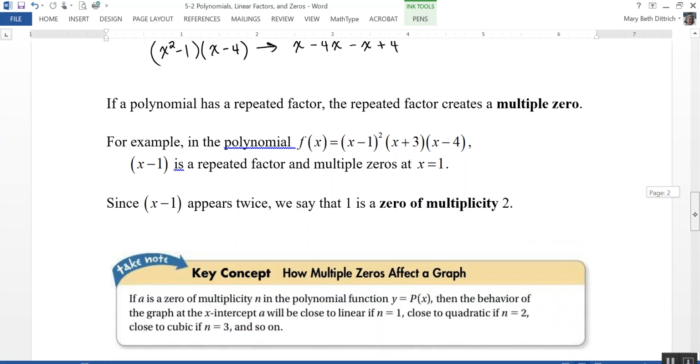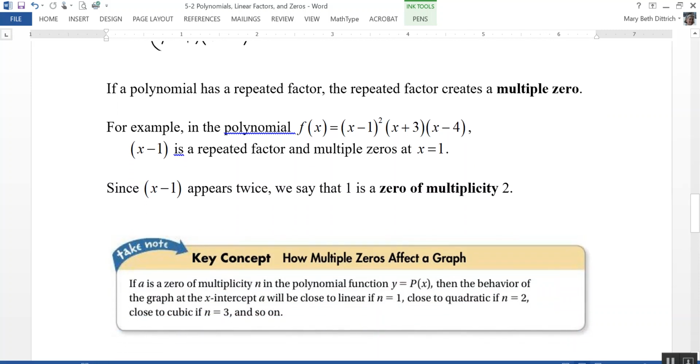If a polynomial has a repeated factor, the repeated factor creates a multiple zero. So for example, in the polynomial f of x equals the quantity x minus 1 squared, remember that means x minus 1 and an x minus 1, times the quantity x plus 3 times the quantity x minus 4. This x minus 1 is a repeated factor and has multiple zeros at x equals 1. Since this factor appears twice, we say that 1 is a zero of multiplicity 2. In other words, it's going to hit the x-axis right there, and we say that there's actually 2 zeros at that point.